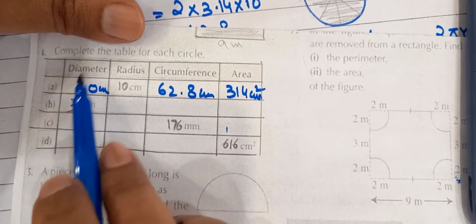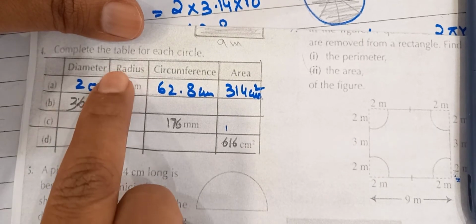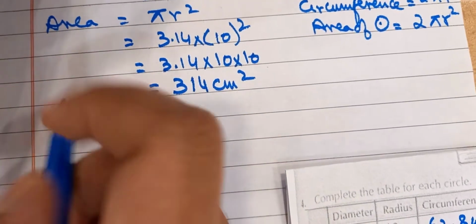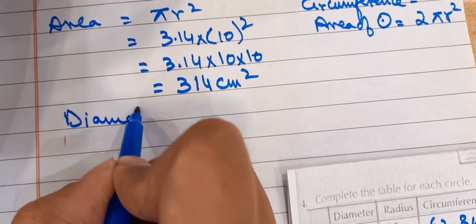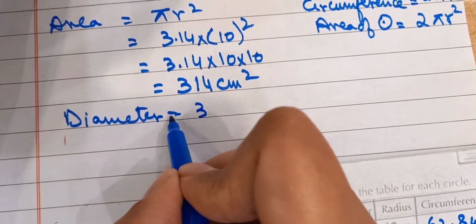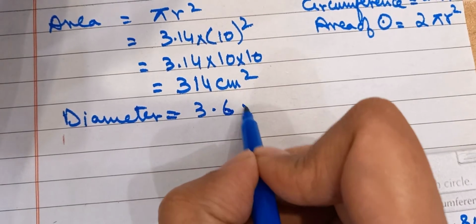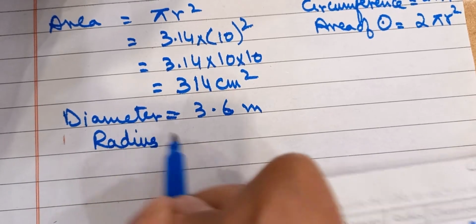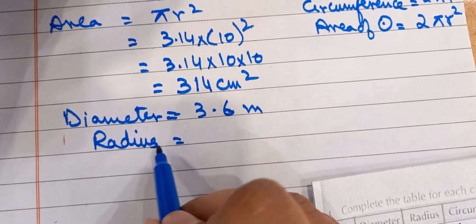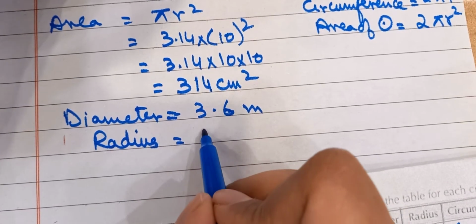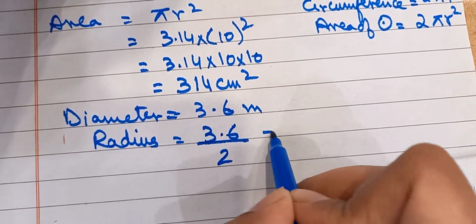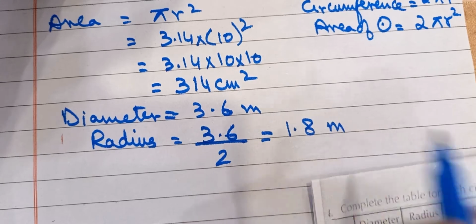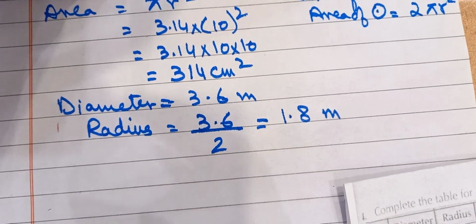Now in part 2, we have been given the diameter. We have to find out radius, circumference and area. So I will write down, diameter is given. Diameter is equal to 3.6 meter. It's very easy to find the radius if we know the diameter. Radius is half of the diameter. So we will divide 3.6 by 2 and we will get the radius. If you do the calculation, you will get 1.8 meter. So this is radius.